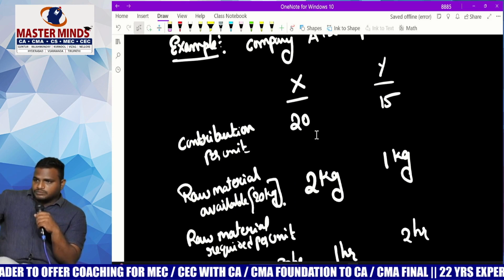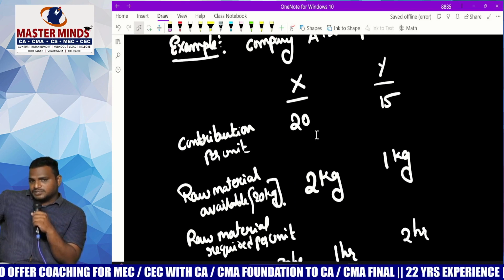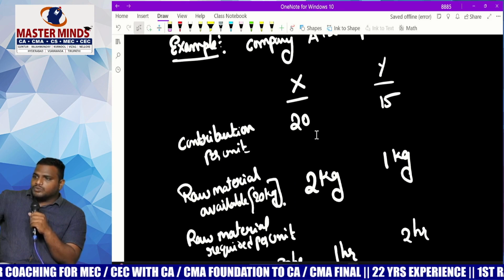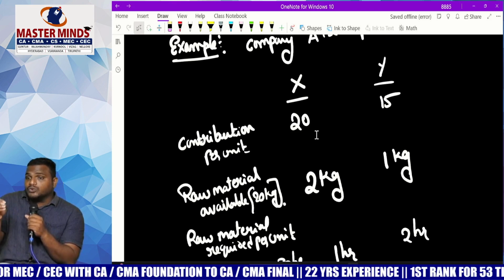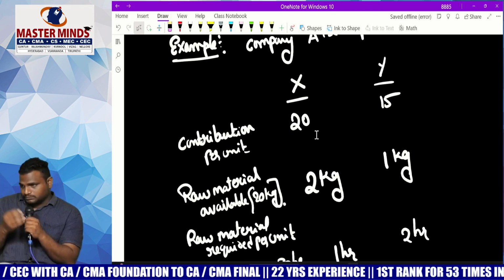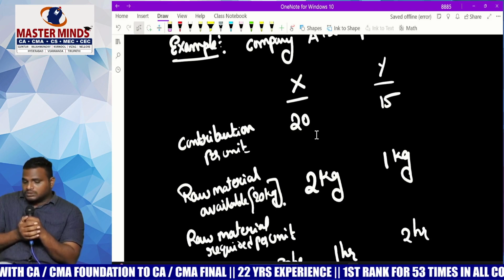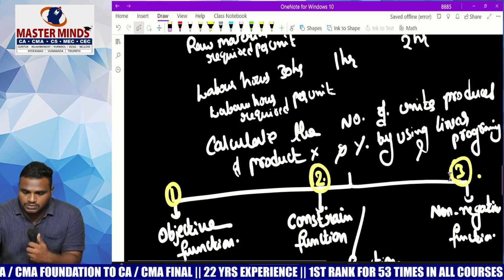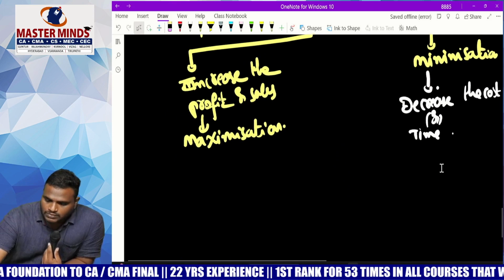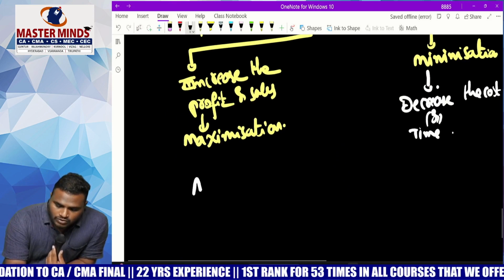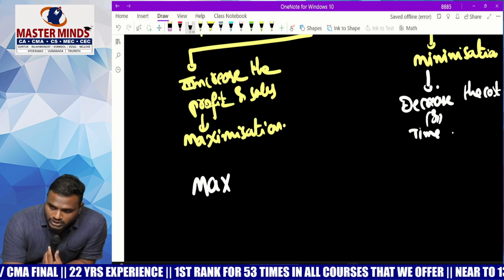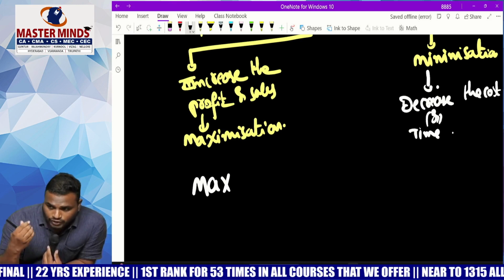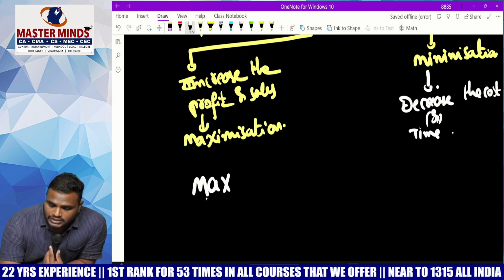What is the objective? Maximization. Now my objective is to enhance how many units can I produce of X and Y in order to increase my contribution. Yes or no? Now we call it maximize. Here the objective is to find out the number of units produced to enhance the contribution. Now here I call it maximization.